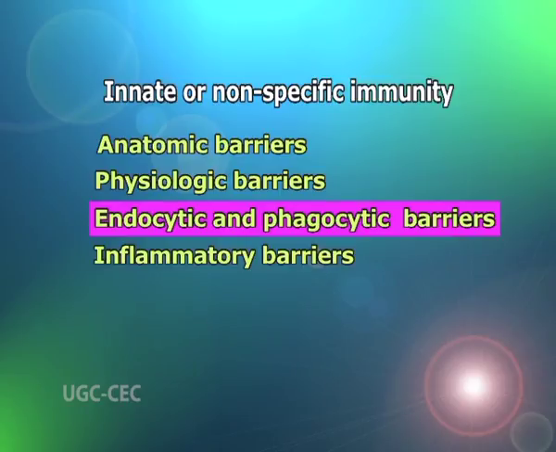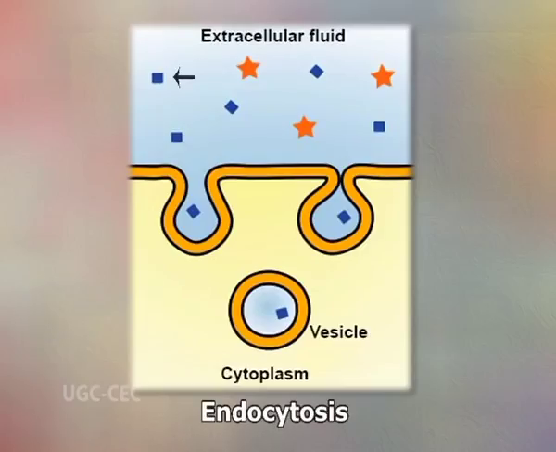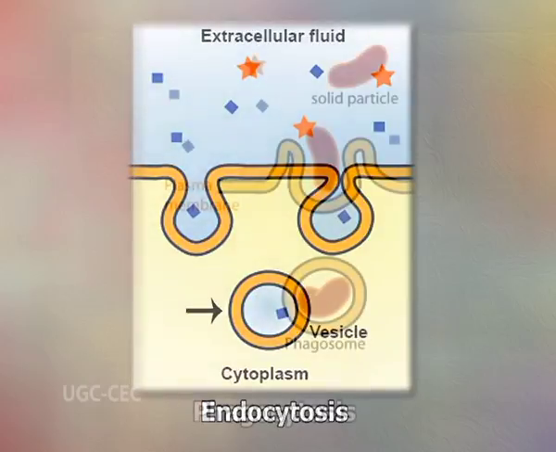Endocytic and phagocytic barriers. Another important innate defense mechanism is the ingestion of extracellular macromolecules and particles through endocytosis and phagocytosis respectively. In endocytosis, the macromolecules contained within the extracellular tissue fluid are internalized by cells. This internalization occurs as small regions of the plasma membrane invaginate or fold inward, forming small endocytic vesicles.